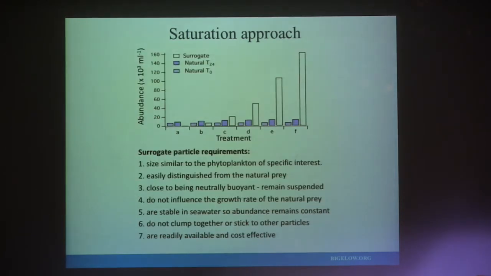So if you're going to do that experiment, then you need certain characteristics in your surrogate prey. I won't go through all of this, but I don't think it actually matters if the surrogate prey isn't grazed by the grazer, as long as it takes some time for the grazer to handle or select against it. That's the handling time that Verity came up with, 21 seconds. As long as it takes some time, eventually you're going to saturate the grazers.